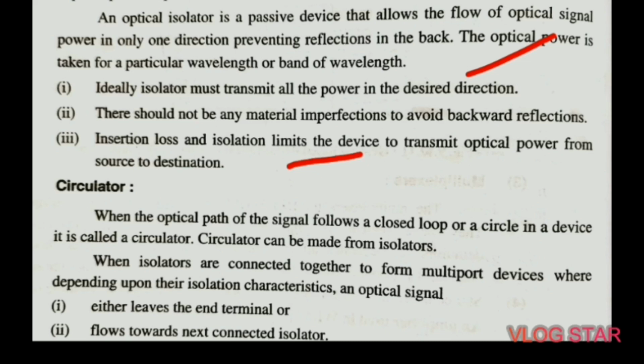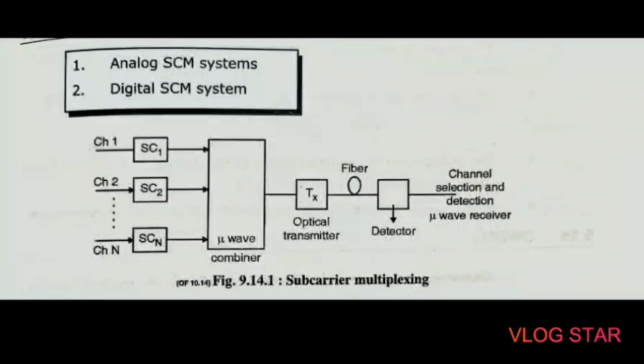Next is to study the circulator. When the optical path of the signal follows a closed loop or a circle in a device, then it is called a circulator. The circulator can be made from isolators. When isolators are connected together to form multi-port devices, then depending upon their isolation characteristics, an optical signal either leaves the end terminal or flows towards the next connected isolator.